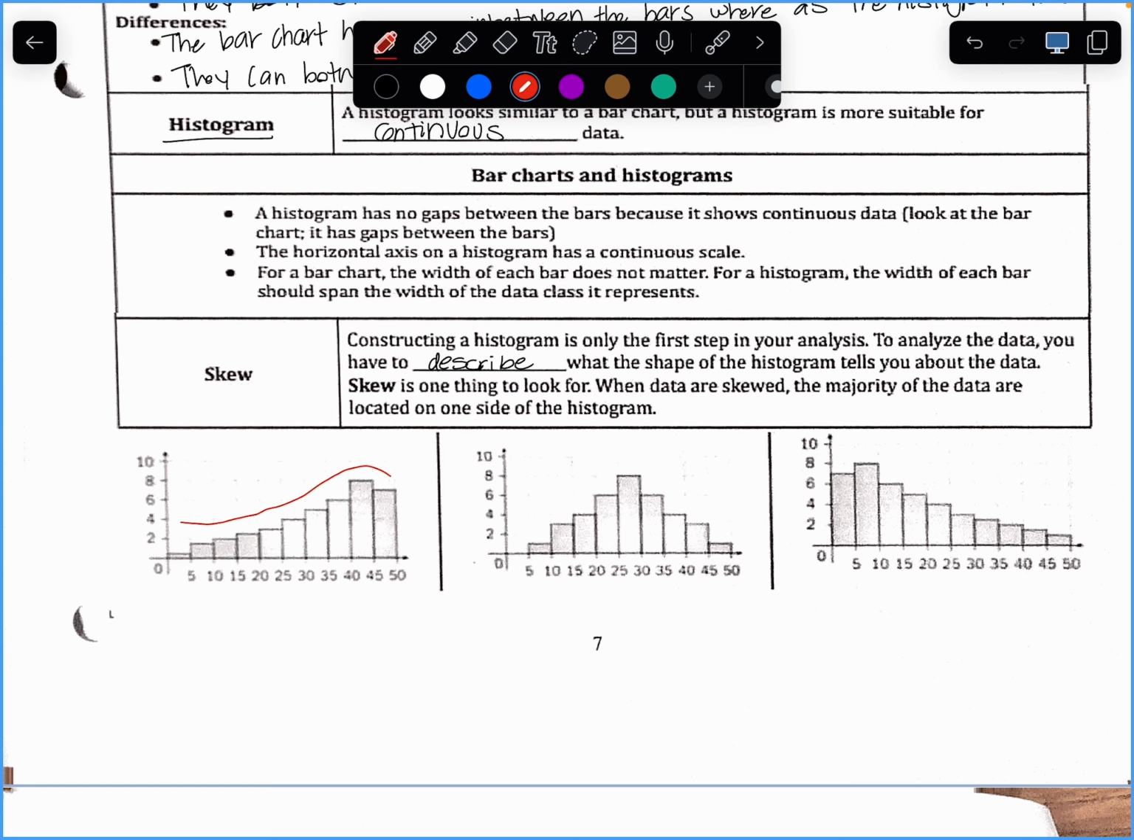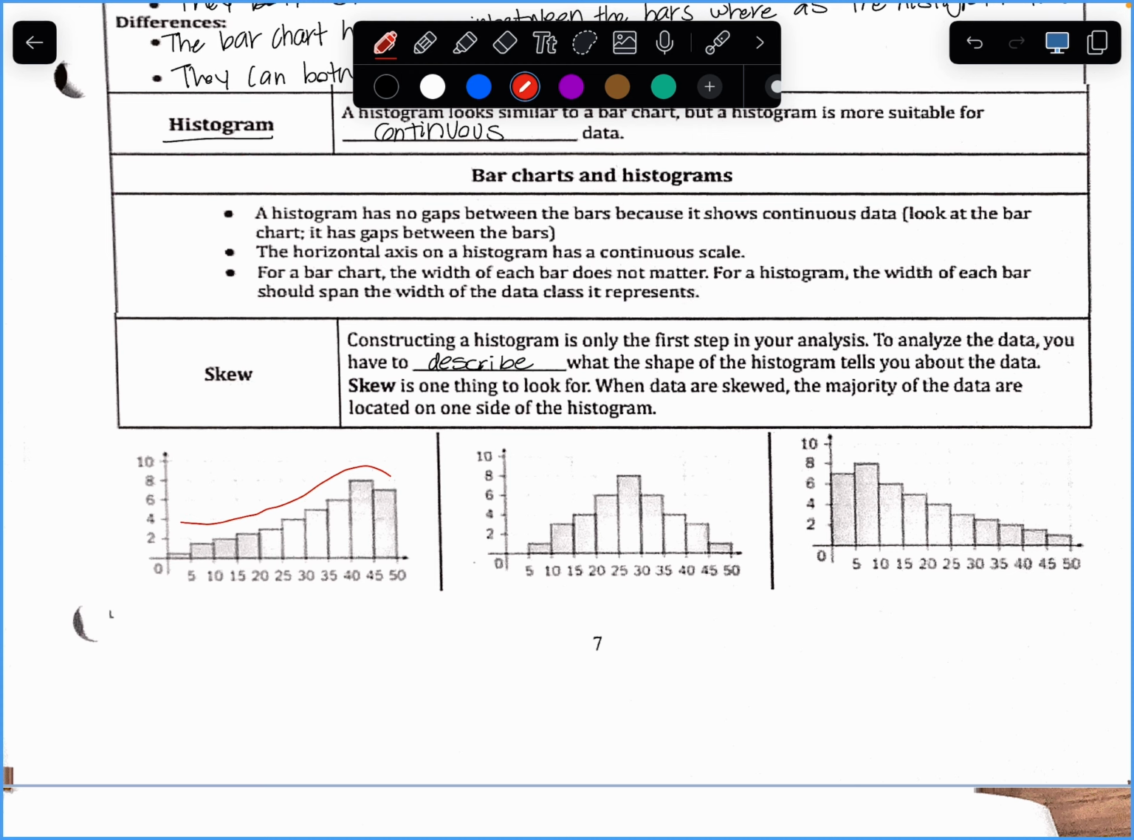Left, okay. The tail extends all the way to the left. But what can you tell me about the majority of the data? Where does it lie? Right here, it seems like it's all bunched up right here. But then again, we still have a little bit scattered to the left, right?